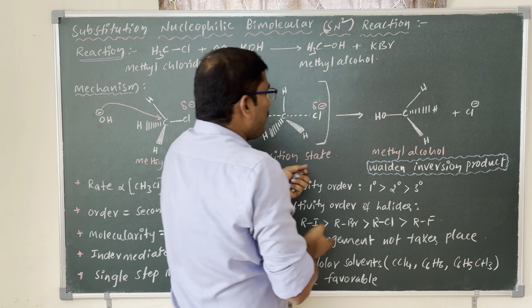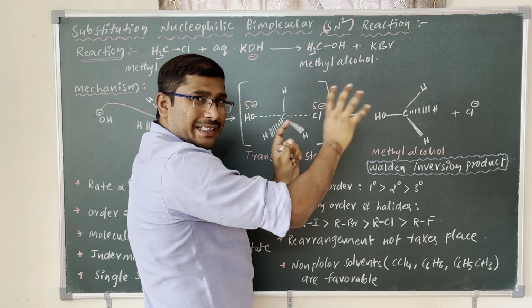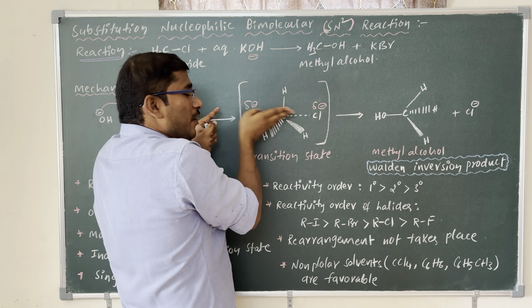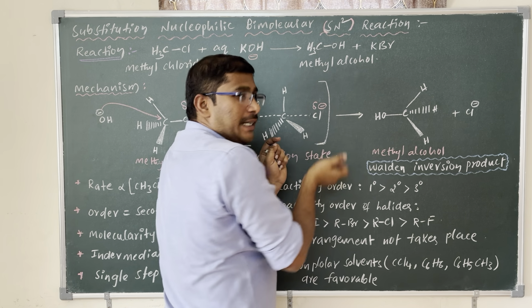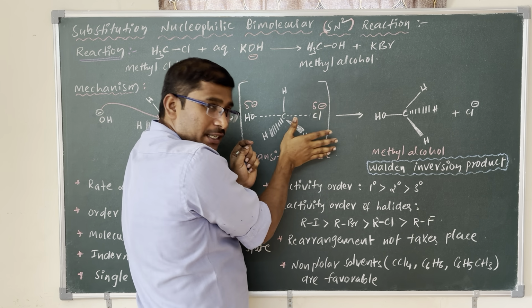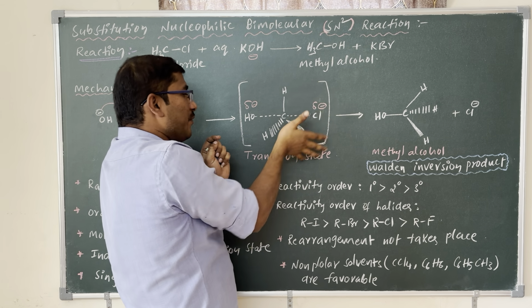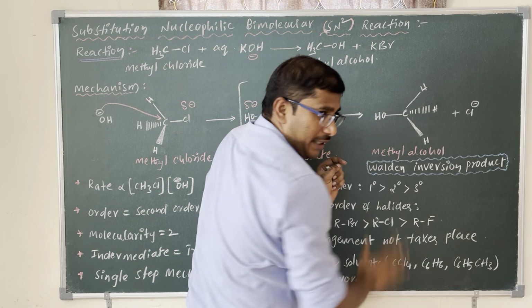In the products, the carbon-chlorine bond is completely detached, completely broken down, and the carbon-OH bond is completely formed. While the carbon-chlorine bond is completely detaching, at that time the maximum empty space is in the front side. That's why the 3 hydrogen atoms will be arranged on the front side very freely, and chlorine will be eliminated here.